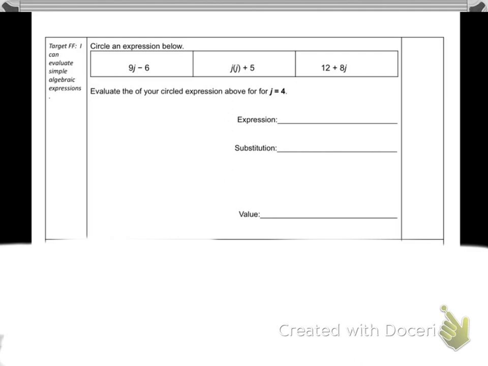The next skill, pick one of the expressions below. Evaluate your circled expression above for j equals 4. This is what we practiced in class yesterday. When you are doing this, you need to first write down your expression. For example, if I were to pick the third one, I would write down 12 plus 8j. Then I need to substitute, which means take the place of. Instead of j, I would substitute in the 4.